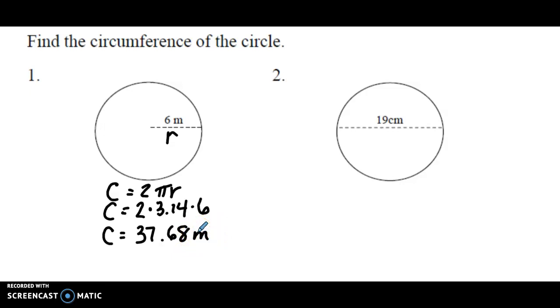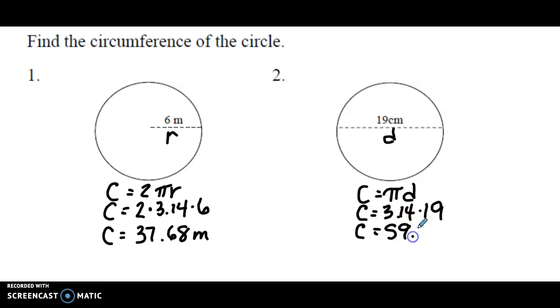Looking at number 2, we are given the distance all the way across. That is a diameter. So we'll use the diameter formula, C equals pi times the diameter. And we're going to plug in what we know, pi. Again, the approximate value is 3.14, and the diameter is 19. You're going to put that into your calculator, and you're going to get 59.66, and the unit is centimeters.